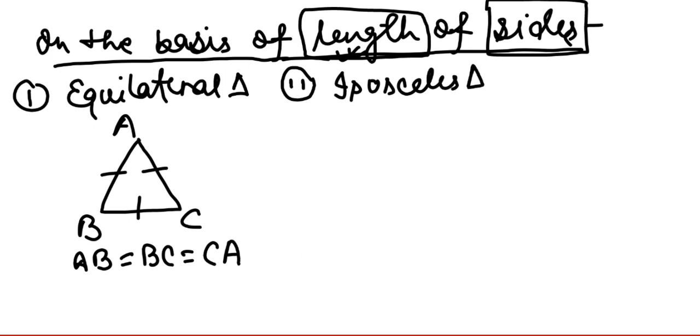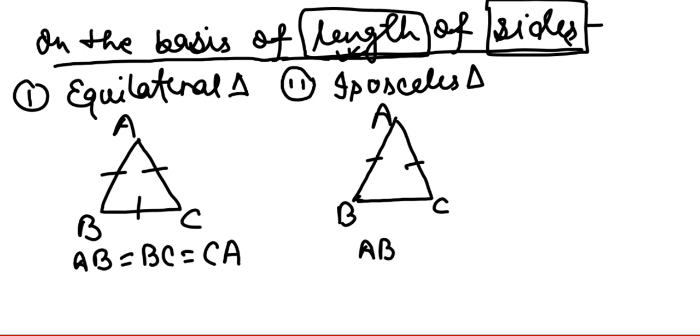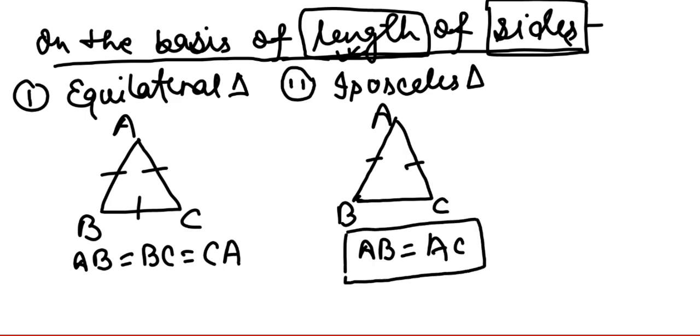Isosceles triangle. Now students, if we consider we have a triangle ABC, and in this triangle let us consider any two sides. Let us consider in this triangle AB is equal to AC. Then if any two sides of a triangle are equal, then the triangle is said to be an isosceles triangle. Clear? Now, the third type of triangle on the basis of length of the sides is the scalene triangle.